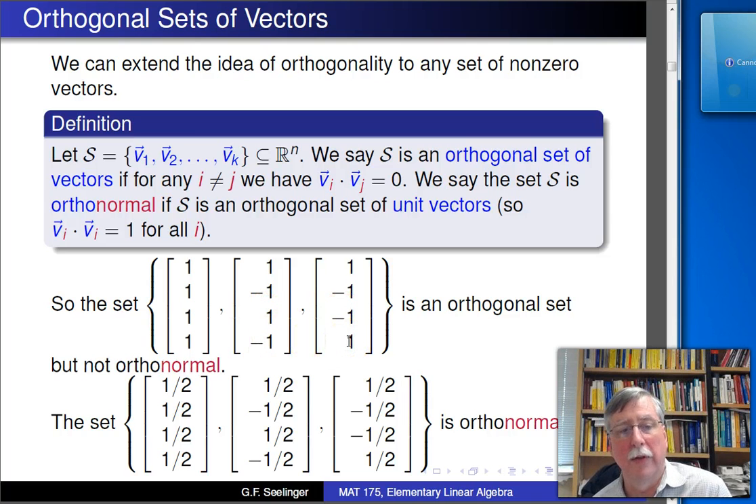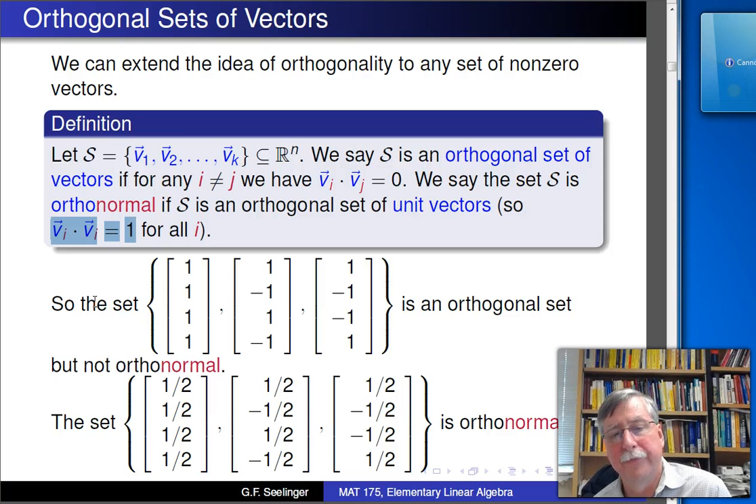So it's mutually orthogonal, but it's not orthonormal. If you take a look at this first vector and take the dot product with itself, what are you going to get? You're going to get 1 plus 1 plus 1 plus 1, which will be 4. But for orthonormal, I need the condition that the dot product with itself has to be 1.